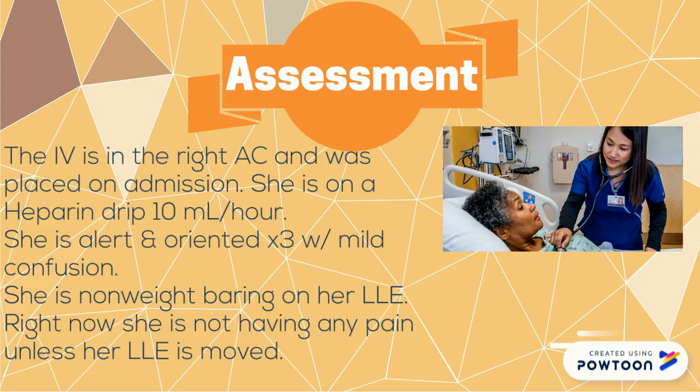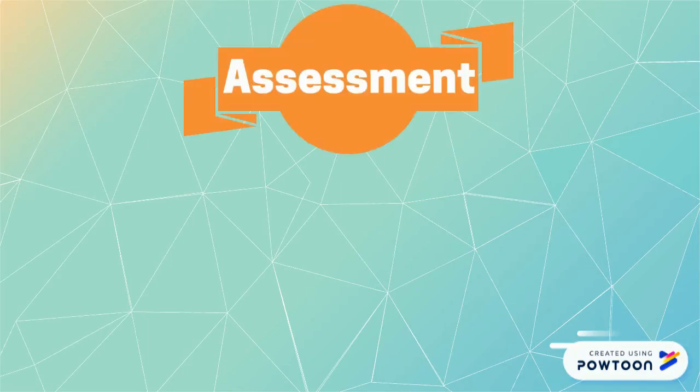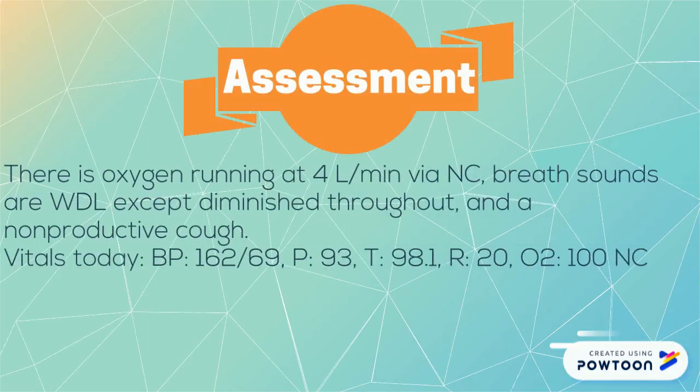She is on a heparin drip of 10 mL per hour. She's alert and oriented x3 with mild confusion. She is non-weight bearing on her left lower extremity and is not having any pain unless the left lower extremity is moved. There is oxygen running at 4 liters per minute via nasal cannula.